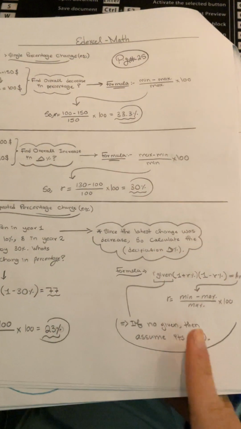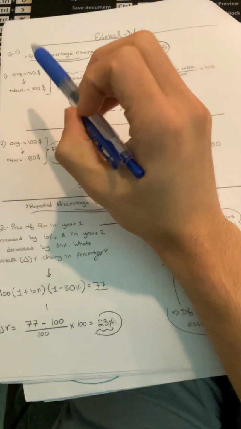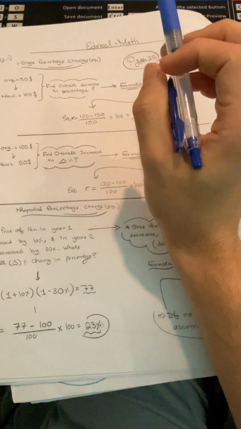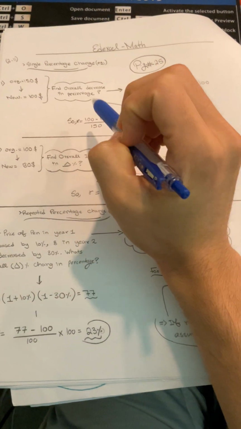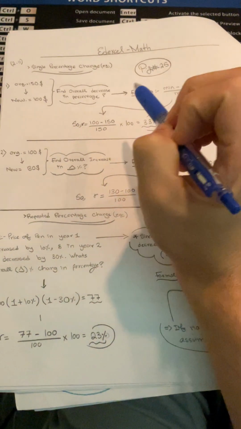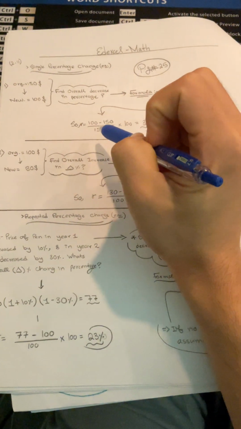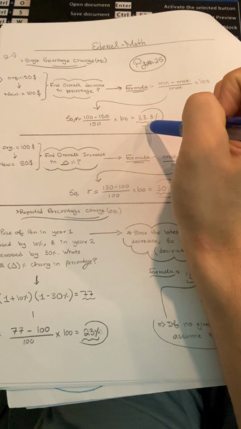Let's have a look at some examples. Single percentage change. The original is 150, the new is 100. Find the overall decrease in percentage. Decrease means minimum minus maximum divided by maximum, correct? So, minimum 100 minus maximum 150, divided by maximum 150, times 100 is equal to 33.3%.